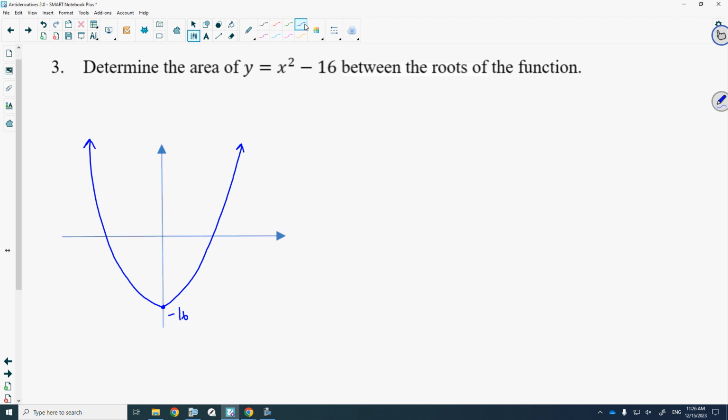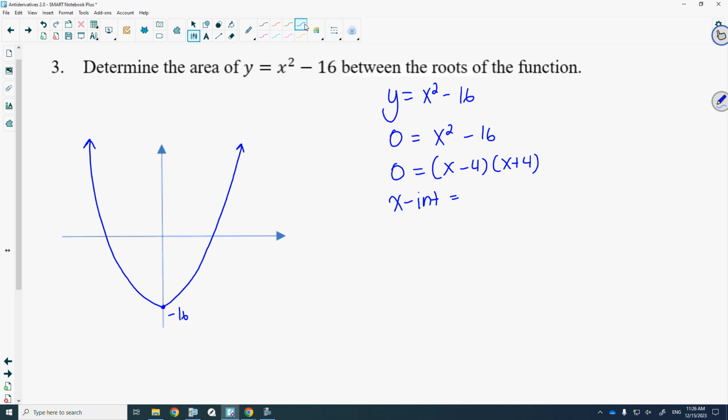It wants it between the roots of the function. So the equation is y is equal to x squared minus 16. Basically, I want the x-intercepts of this function. So I'm going to set my equation equal to 0. And then I am going to factor. This would be a difference of squares. And I will get x minus 4 and x plus 4. So the x-intercepts, or the roots of this equation, are going to be plus or minus 4.